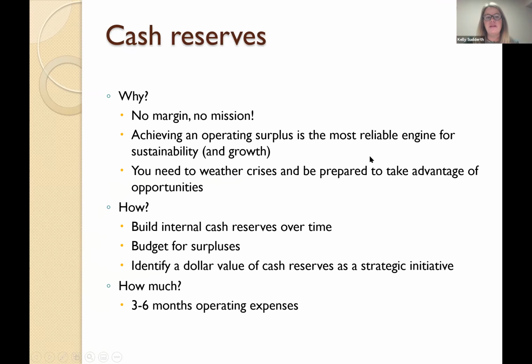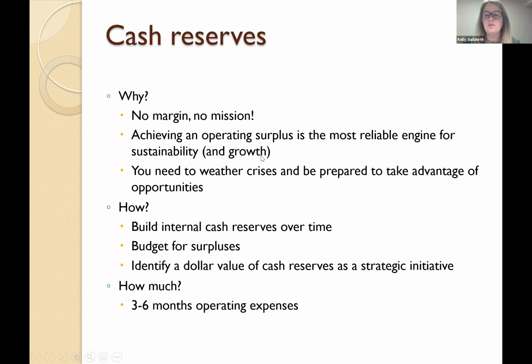So I can't stress enough the importance of having cash reserves. I stole this from someone, and unfortunately I can't give them credit because I don't remember who it was, but years ago I saw this line that said, no margin, no mission. And I loved that because if you don't have a surplus in your operating budget to support building cash reserves, to have a little bit of contingency in your budget, then your mission is really in jeopardy and threatened. So I love that. No margin, no mission. And as I said, the best way to generate those reserves is to budget for operating surpluses and make that one of your annual financial goals.